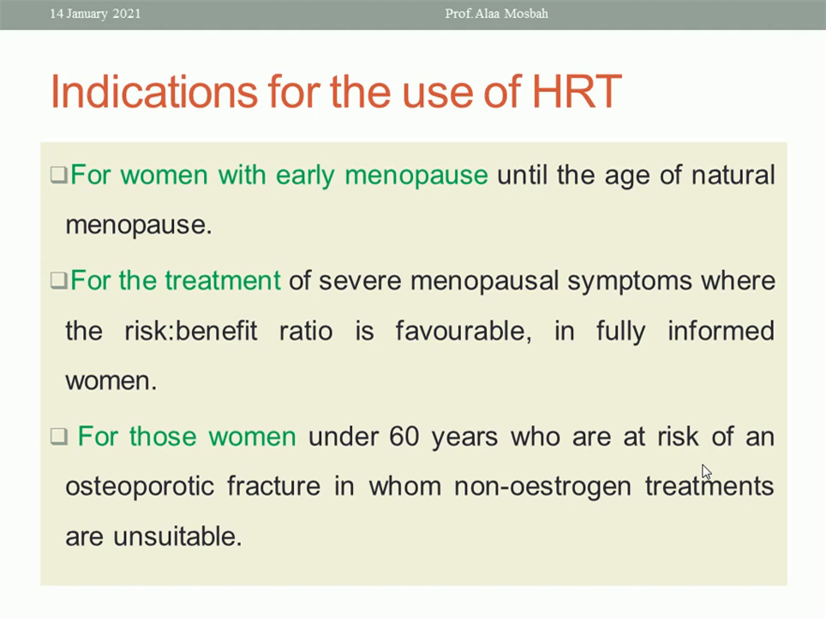Okay, what is the indication for use of hormone replacement therapy? First, and very important, the cases of premature menopause, those who became menopausal before the age of 40, because they are very liable to osteoporosis and other cardiovascular problems. So this is the first category. Then, patients with severe menopausal symptoms in whom the risk-benefit ratio is favorable in a fully informed woman, after you tell her about all risks of hormone replacement therapy. This is very important. Also those women under 60 years who are at risk of an osteoporotic fracture in whom non-estrogen treatments are unsuitable.